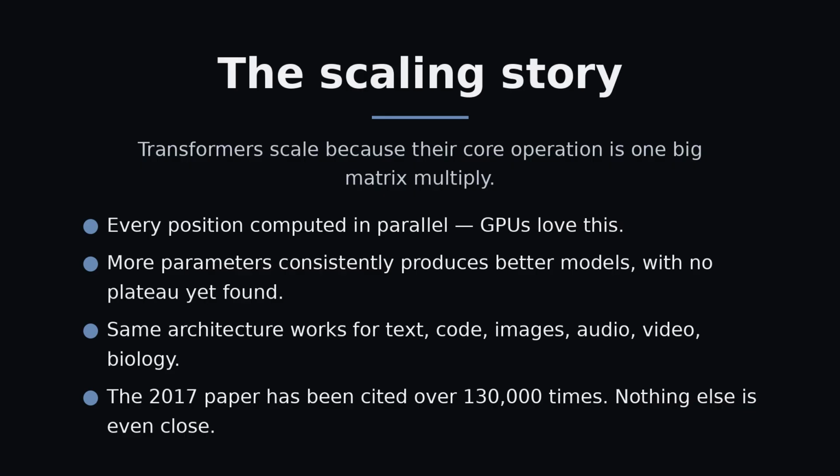There's a whole branch of research called scaling laws that tries to predict in advance how much more capable a model will be at 10 times the parameters or 100 times the training tokens. So far, the curves have not bent. Doubling the compute consistently produces a measurable gain in capability, with no plateau yet found.